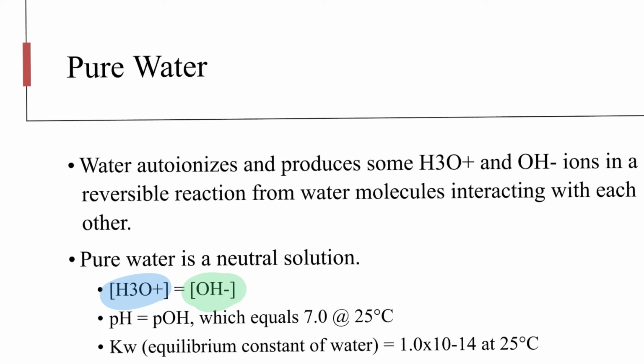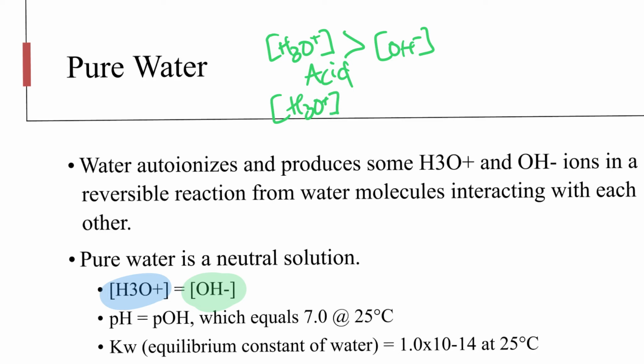So, for example, if the concentration of hydronium is greater than the concentration of hydroxide, then you have yourself an acid. If it's flipped, so the concentration of hydronium is less than the concentration of hydroxide, then you have yourself a base. In all solutions, you always have some level of hydronium and hydroxide. It's just about the different levels. But if you have the same concentration of both of them, then you have a neutral solution.